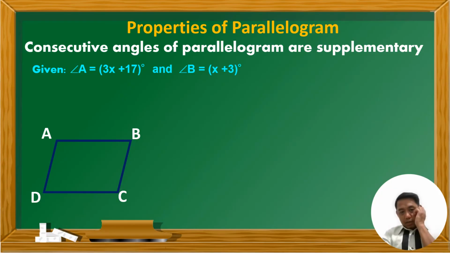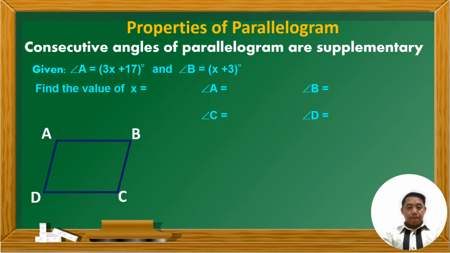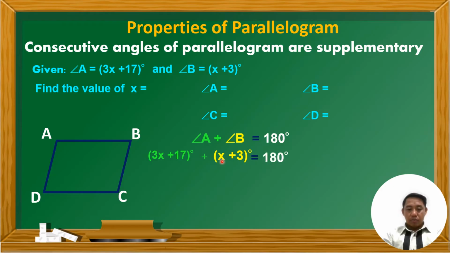If angle A is 3x plus 17 degrees, and angle B is x plus 3. Consecutive angles ng parallelogram. So, angle A at angle B, magkasunod sila. Consecutive sila. So, A plus B, it should be equal to 180 degrees. Yun yung ibig sabihin ng supplementary. So, just add these two angles, 3x plus 17, x plus 3. If you add 3x plus x, it is equal to 4x. And then 17 plus 3 is 20.